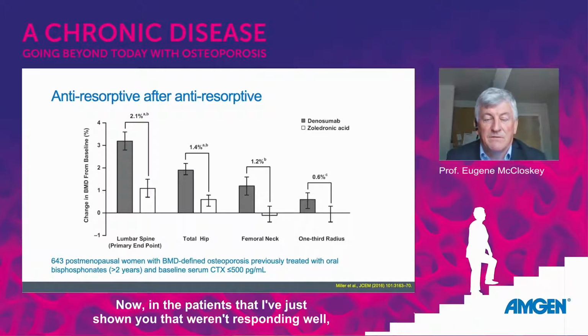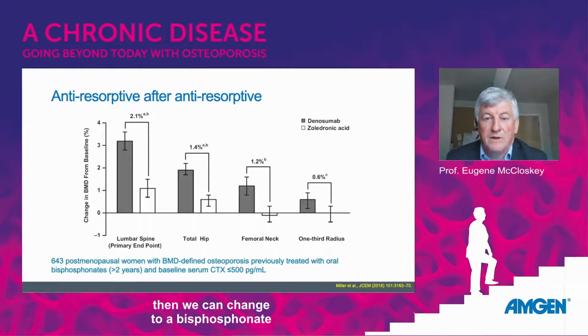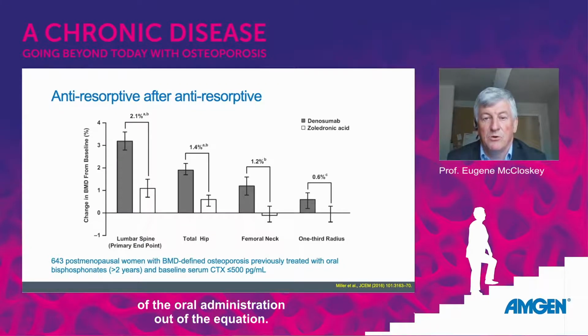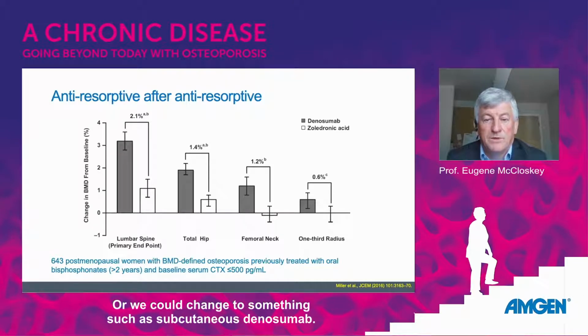Now, in the patients that I've just shown you that weren't responding well, then we can change to a bisphosphonate, either administered intravenously, so that we take the limitations of the oral administration out of the equation, or we could change to something such as subcutaneous denosumab.